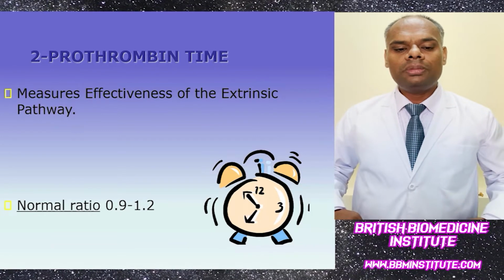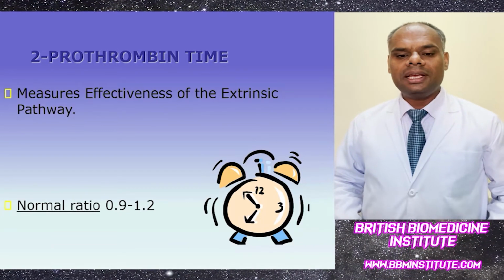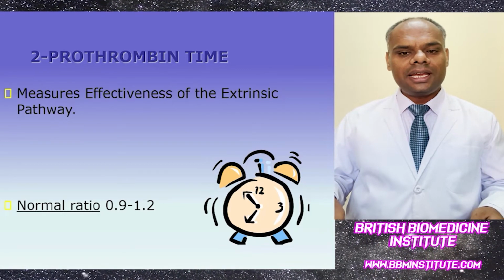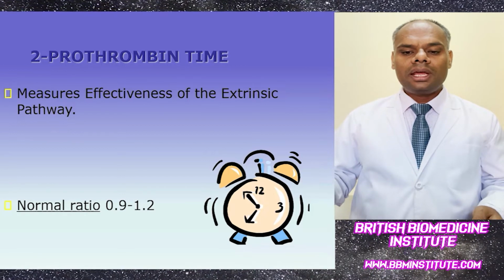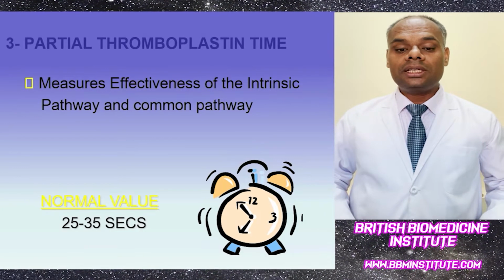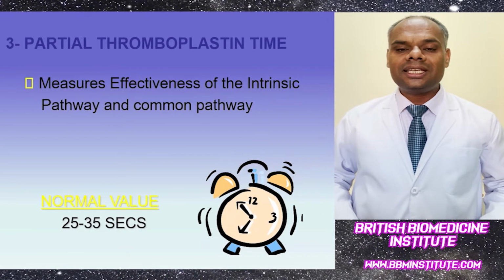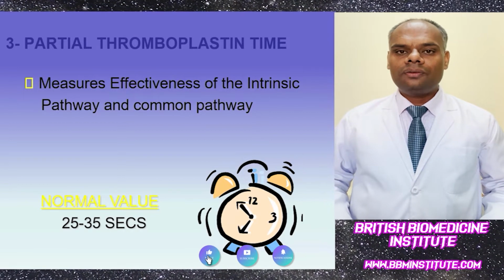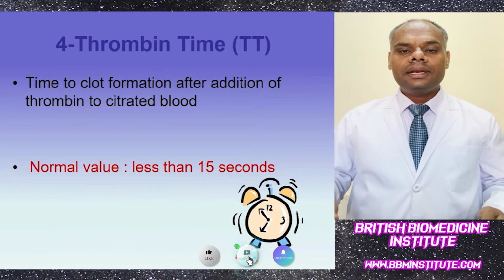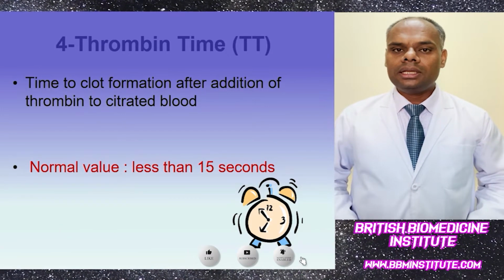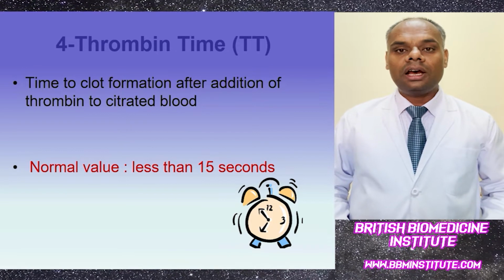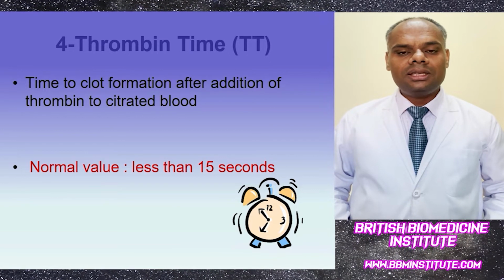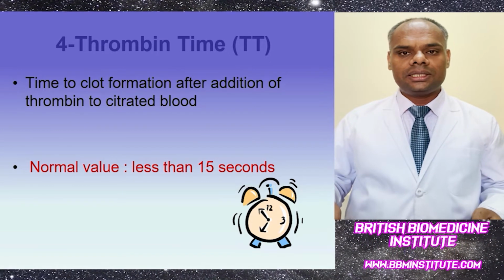So next is prothrombin time. It helps in measuring the effectiveness of the extrinsic pathway. The normal ratio varies between 0.9 to 1.2, whereas PTT, partial thromboplastin time, measures the effectiveness of the intrinsic pathway and common pathway, and the normal values are 25 to 35 seconds. Next is TT, thrombin time, the time to clot formation after addition of thrombin to citrated blood. The normal time is less than 15 seconds.